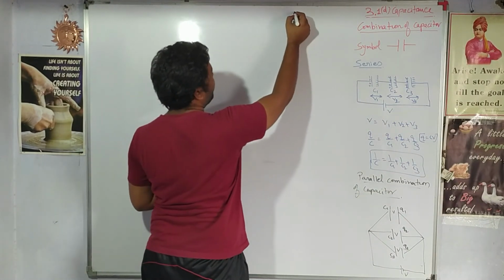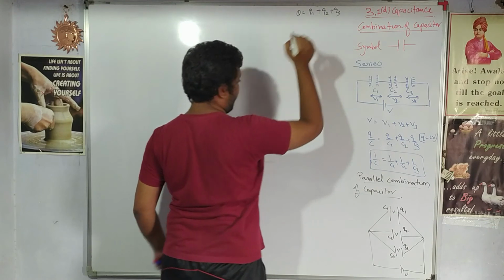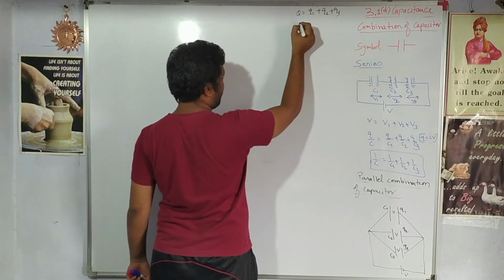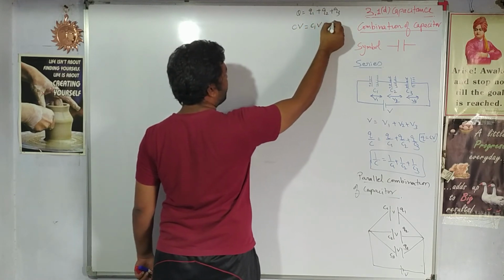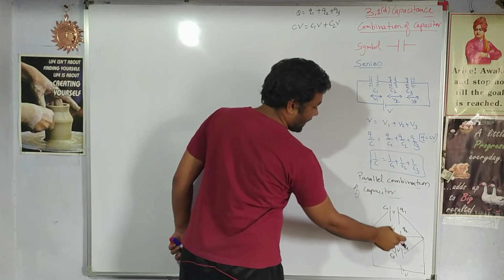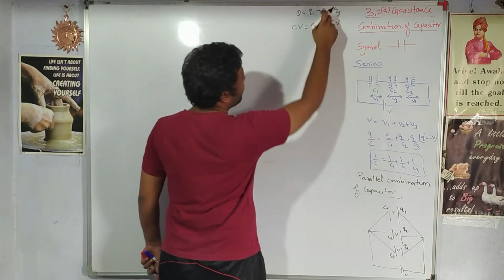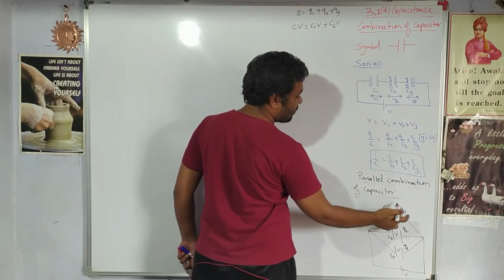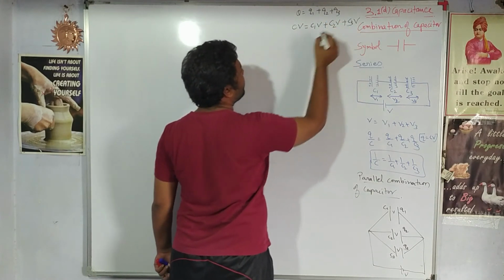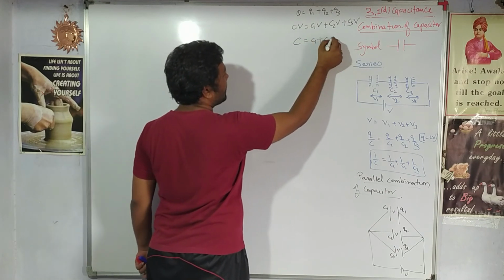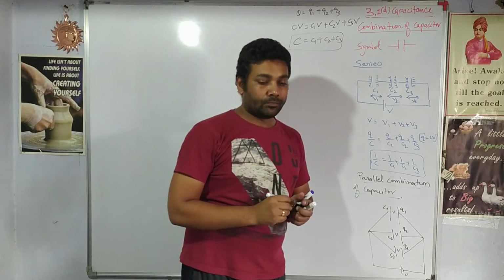Now for this parallel combination, I can apply that the total charge Q is equal to Q1 plus Q2 plus Q3. Again, using the equation of the capacitor, Q is equal to CV, I can substitute Q1 as C1V, Q2 as C2V, and similarly Q3 is C3 into V. So C is equal to C1 plus C2 plus C3. This is the capacitance when the capacitors are connected in parallel.